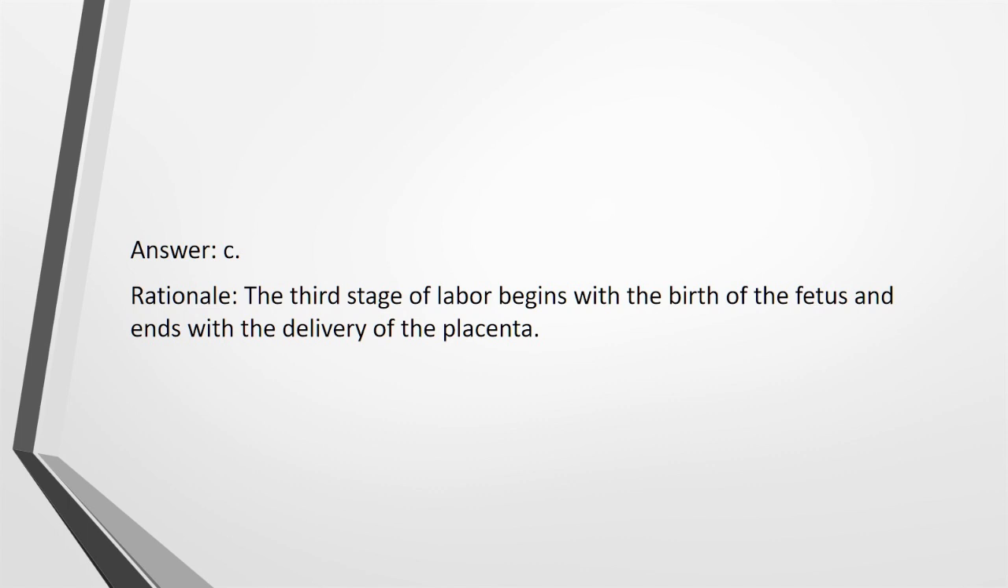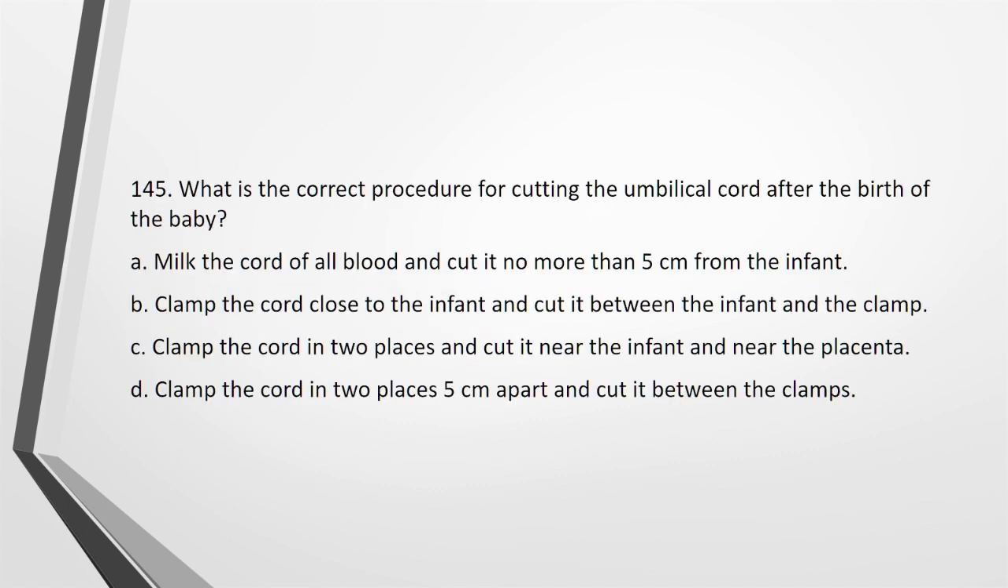of the placenta. 145. What is the correct procedure for cutting the umbilical cord after the birth of the baby? A. Milk the cord of all blood and cut it no more than 5 centimeters from the infant. B. Clamp the cord close to the infant and cut it between the infant and the clamp. C. Clamp the cord in 2 places and cut it near the infant and near the placenta. D. Clamp the cord in 2 places 5 centimeters apart and cut it between the clamps.